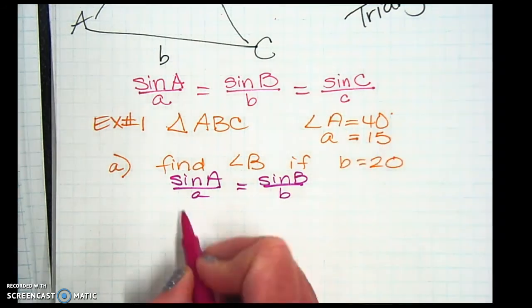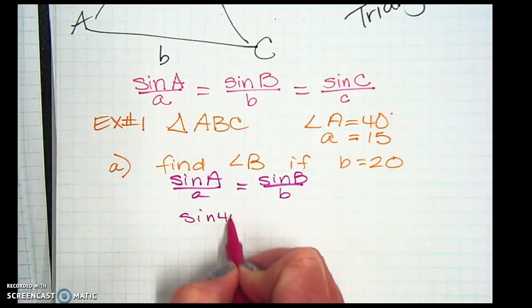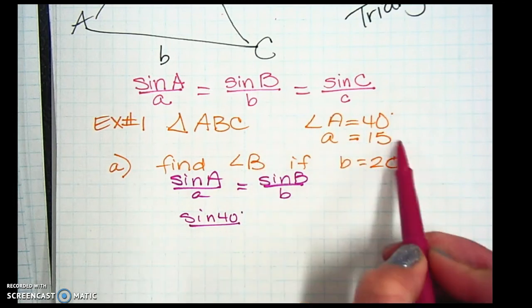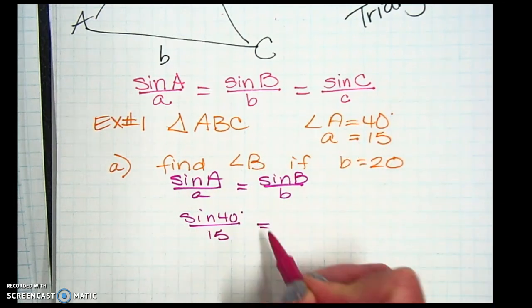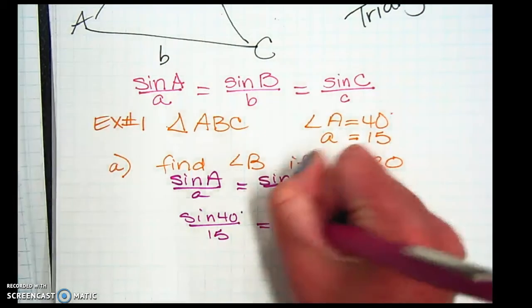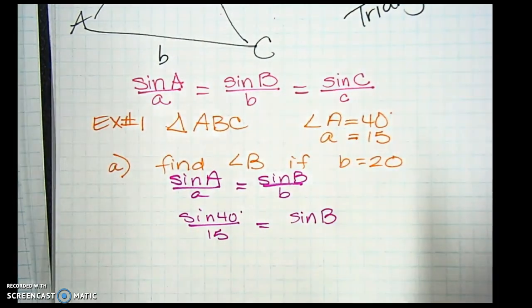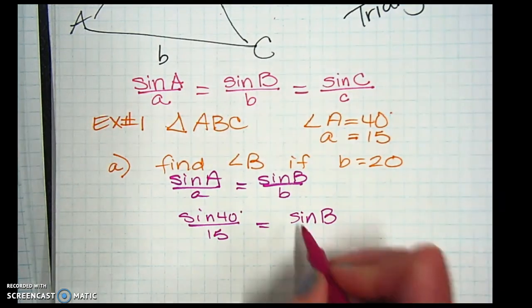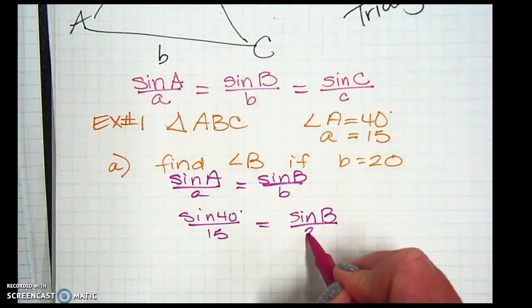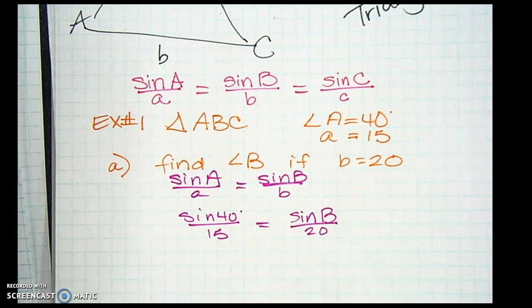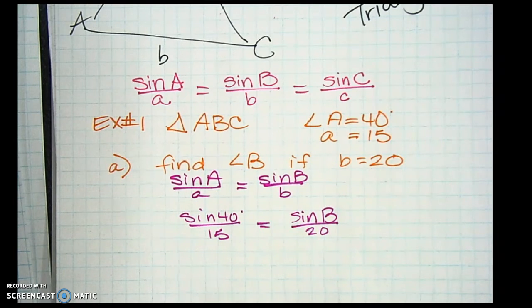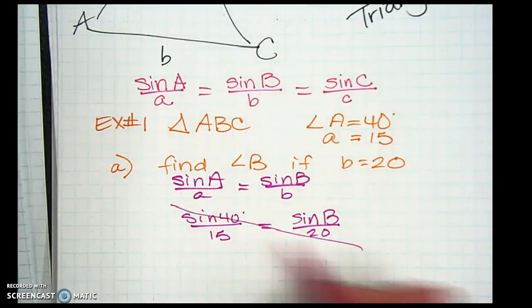So angle A is 40. So we're going to say the sine of 40 over side A, which they gave us, is 15, equals sine of B. That's what we don't know. So right here, you can either say sine of B, or you could say sine of X, whatever variable you like, over B, which is 20. Okay? Then you have your proportion set up. Proportions, always, you have three pieces of information, fourth piece is missing, so you solve by doing the what? Cross product. Yeah.